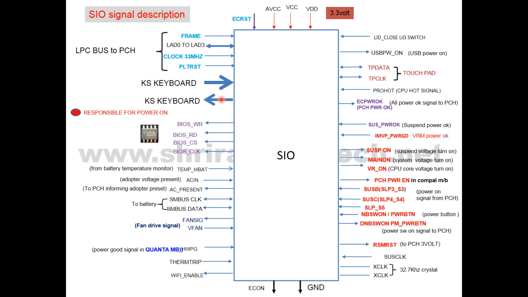The next signal is called the keyboard. The keyboard is driven by SIO, managed by SIO. There are 24 to 30 lines; keyboard pins are connected to the SIO.